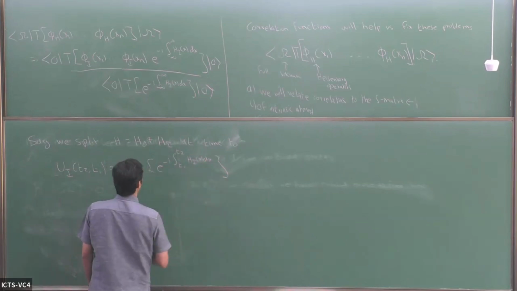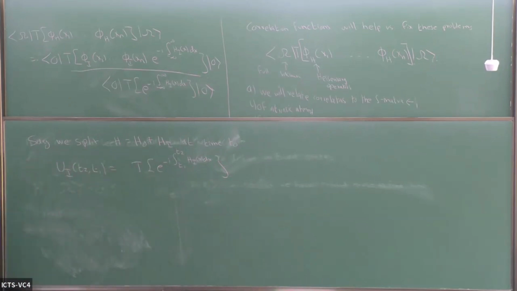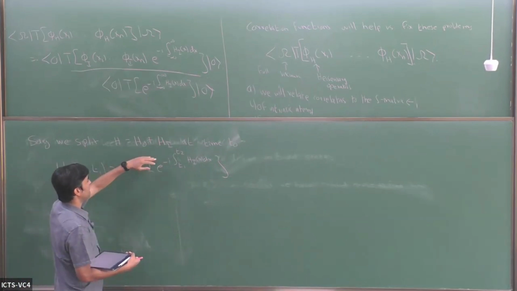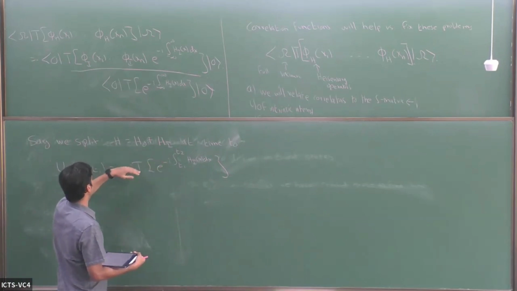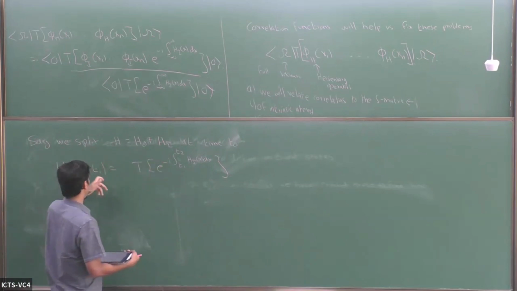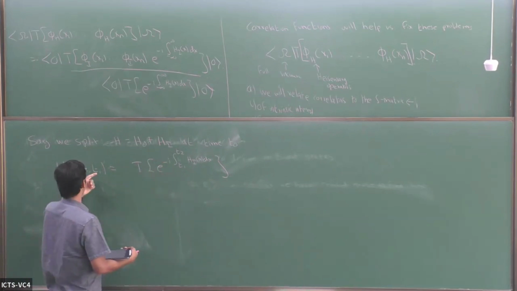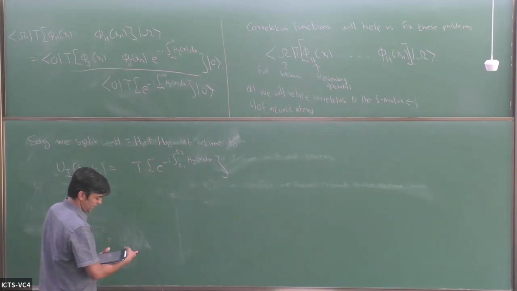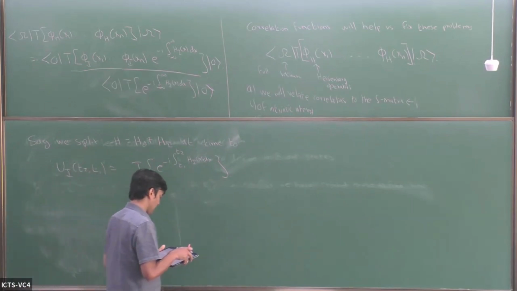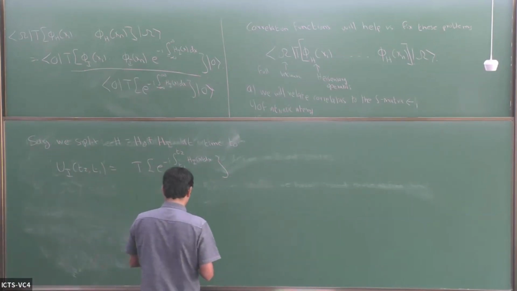Okay. This is an evolution from T1 to T2, not from T0 to T2. I'm now not trying to evolve from T0 to a different time T. I'm looking at this object, and I'm evolving it from T1 to T2. So the first thing I want to claim is that this is equal to the following object.